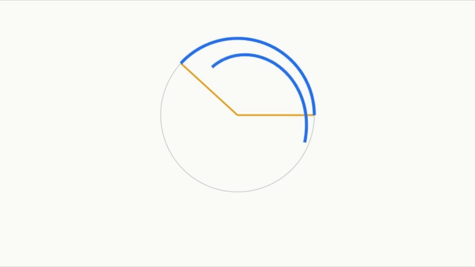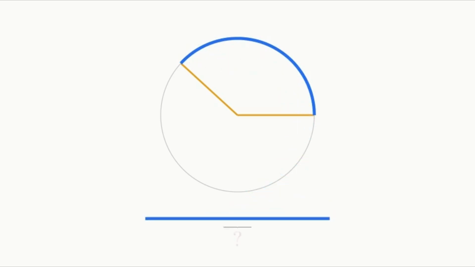Swing a radius through some angle, and its tip traces an arc. How long is that arc? Peel it off. Lay it flat. And the answer is almost insultingly simple. No pi. No fractions. Just radius times angle.